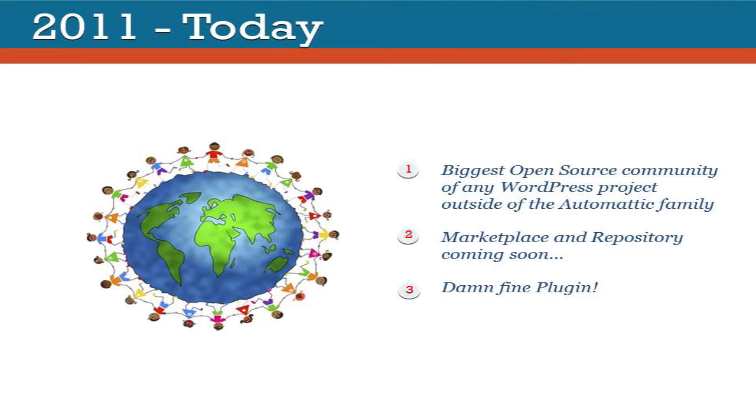In 2010, we launched the 3.8 branch of our software, in which we cut off 50% of the file size with his help. So it's a lot leaner and meaner than what it previously was. Today we've got a pretty big open source community behind us. I like to think of it as the biggest open source community of any WordPress project outside of the Automattic family.